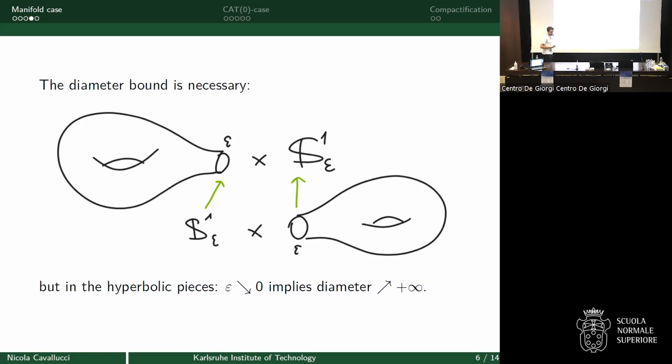it's fibered by circles, by flat circles, but the fiber is not a product. So it doesn't fall in the conclusion of the previous theorem. And the problem here is that there is this hyperbolic part, and when you want epsilon going to 0, the diameter of this part has to go to infinity because of the hyperbolic geometry. And so if you have a bounded diameter, this cannot happen, and it never happens. Okay, questions on this part?